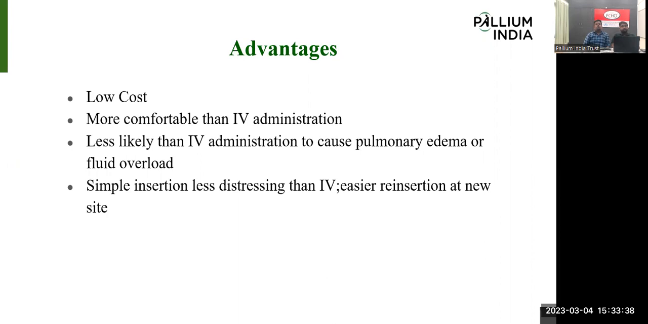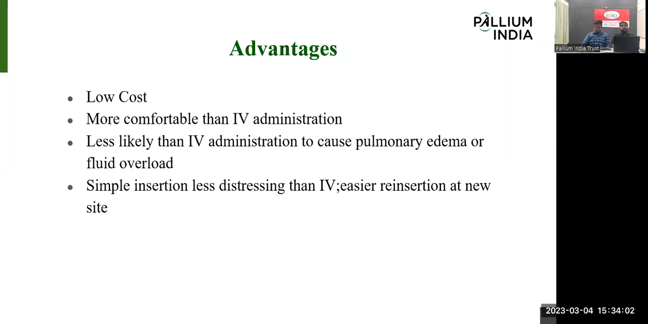Then administration also: IV administration is a little bit irritating. Subcutaneous administration is more comfortable for the patient. Then there is no involvement of the subcutaneous route with the circulatory system. Directly, there is no involvement in the circulatory system.